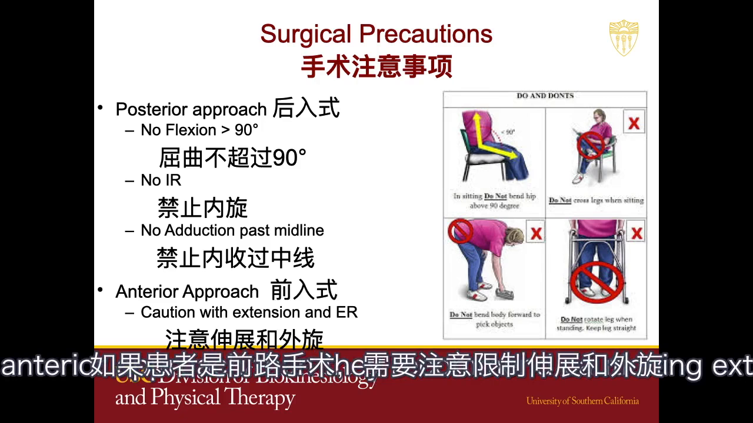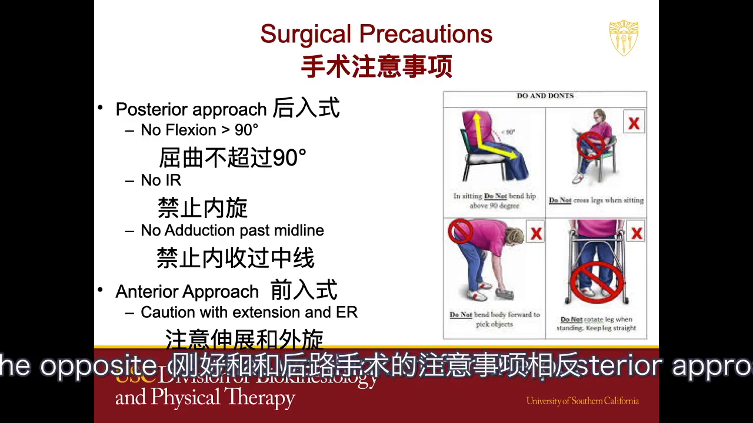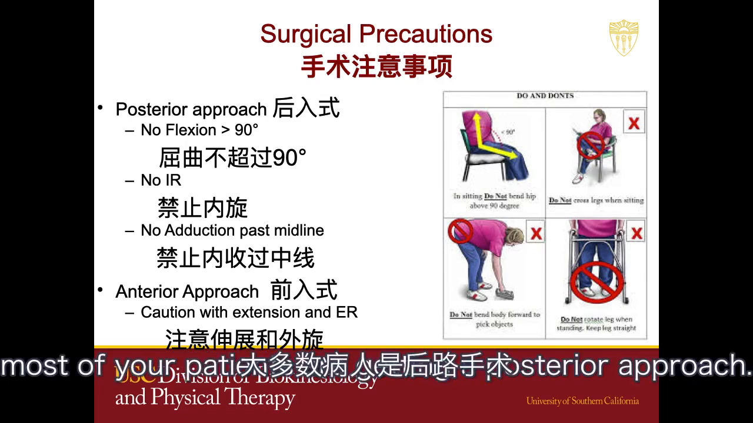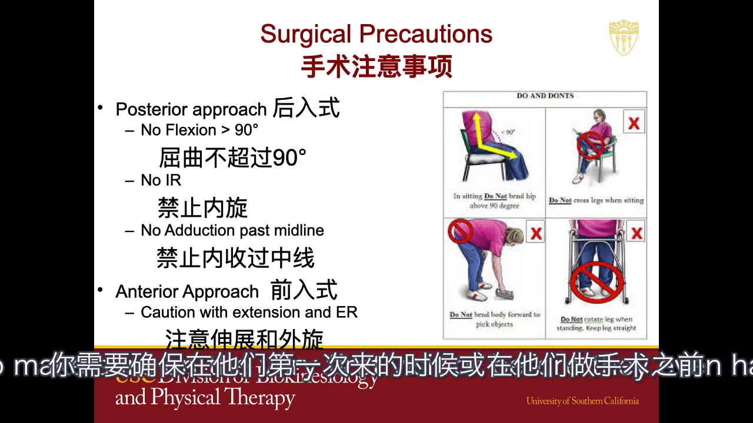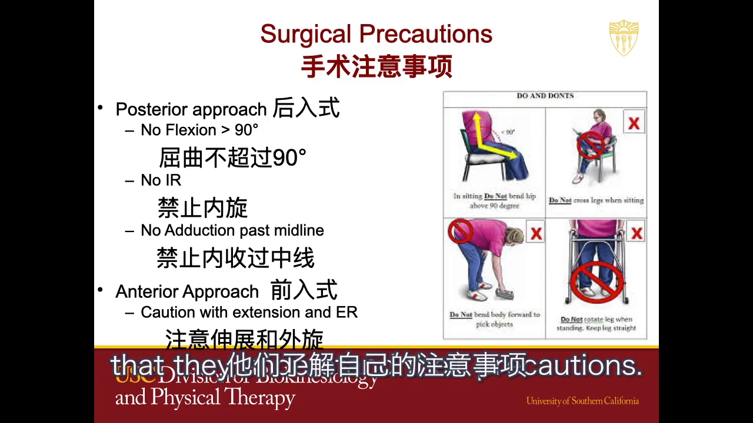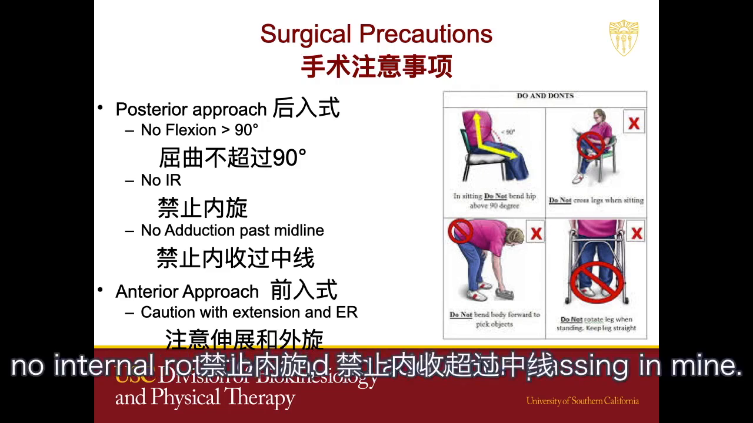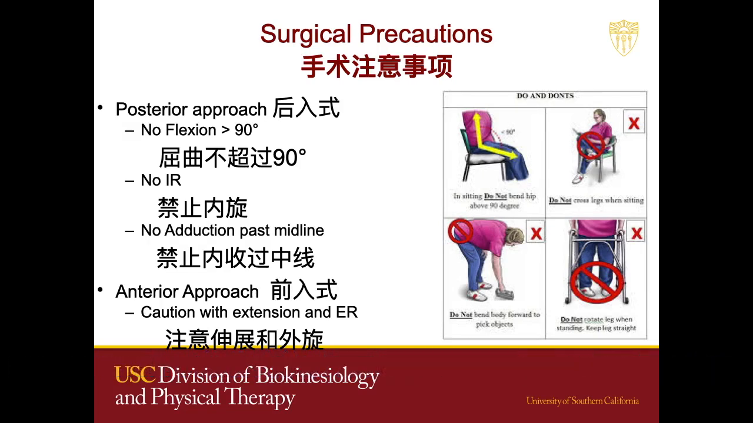If they did happen to get an anterior approach, then they recommend cautioning extension and external rotation, so the opposite of what we think of for the posterior approach. Again, most of your patients are getting a posterior approach. You need to make sure on the very first visit, or before they even have surgery, that they understand their precautions. No flexion past 90, no internal rotation, and no adduction past midline.